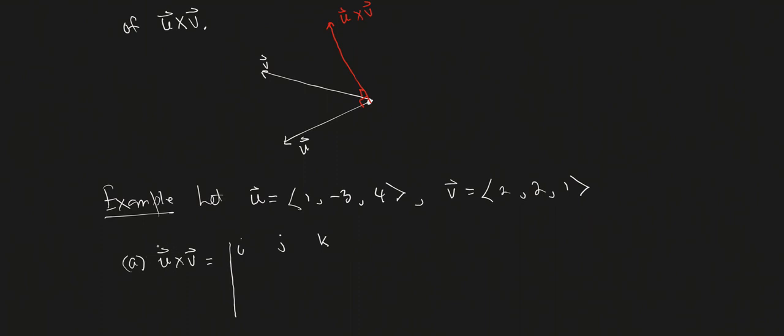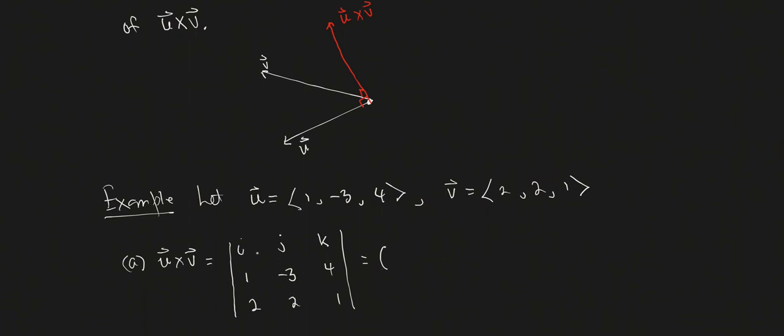Then the first vector in your product, its entries go in the second row. And then the second vector in the product, its entries go in the third row. So you fill out your third row with the 2, 2, 1. And then use our cofactor expansion to evaluate this. So this is going to be... And what I'll do is I'll put the number before the i.